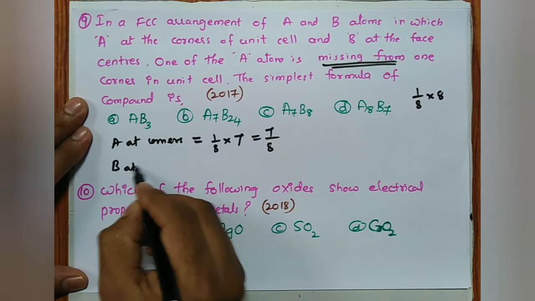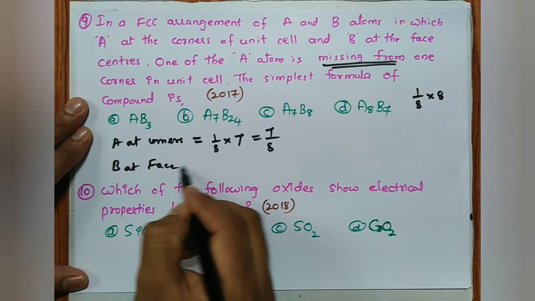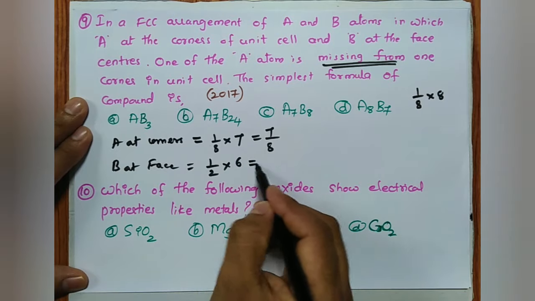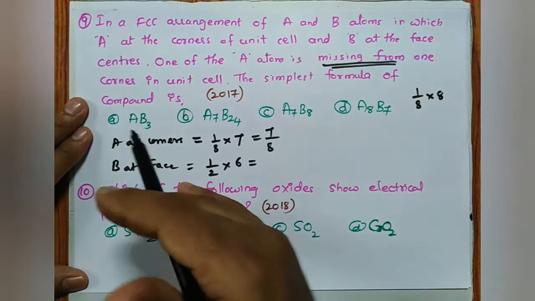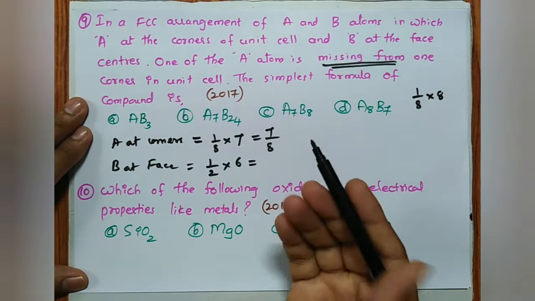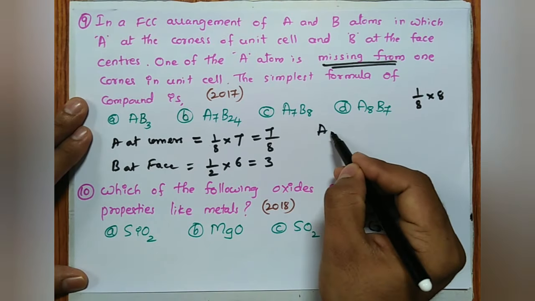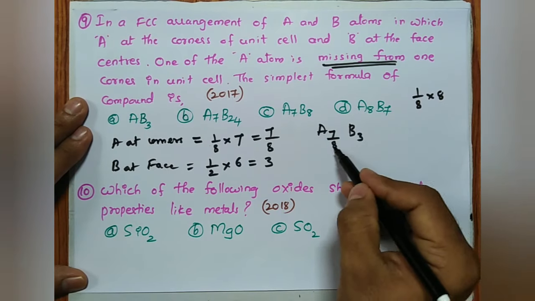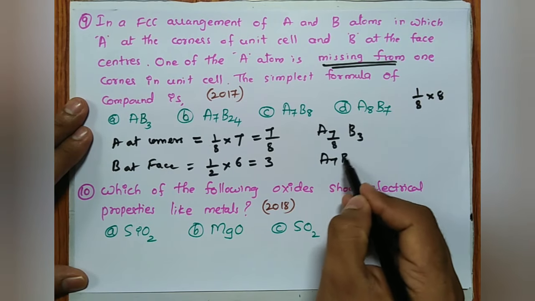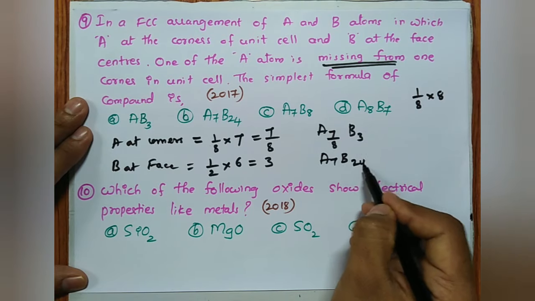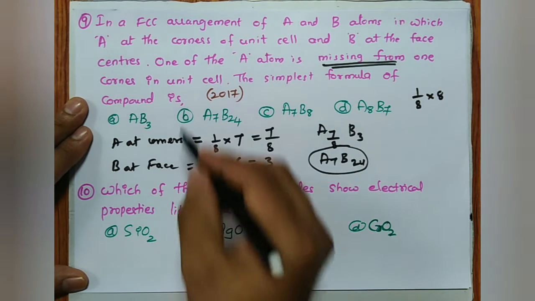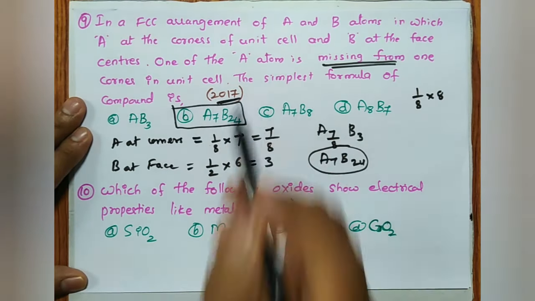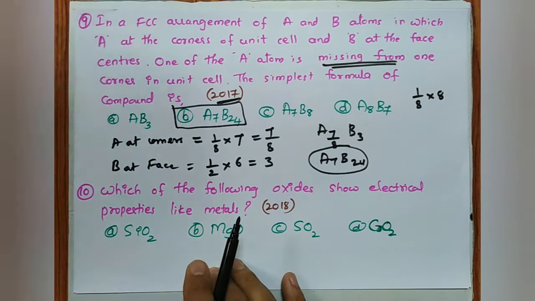Then B at face. Here there is no change. So 1/2 × 6 faces, each face shared by 2 unit cells. Hence 1/2 × 6 is equal to 3. Hence I can write A 7/8, B 3. Now you simplify, 8 × 3 is 24. So A7 B24 is the answer. So the answer for this particular question is B. Very good. It was asked in 2017. Remember that.